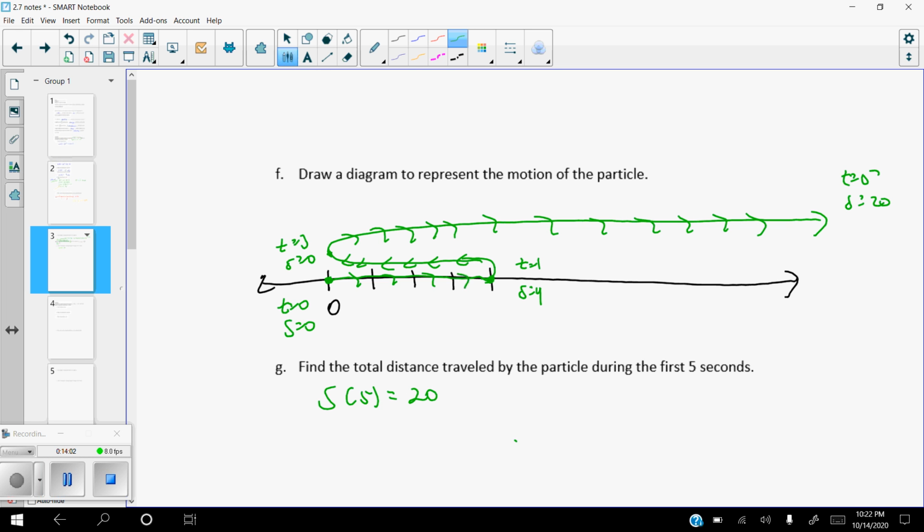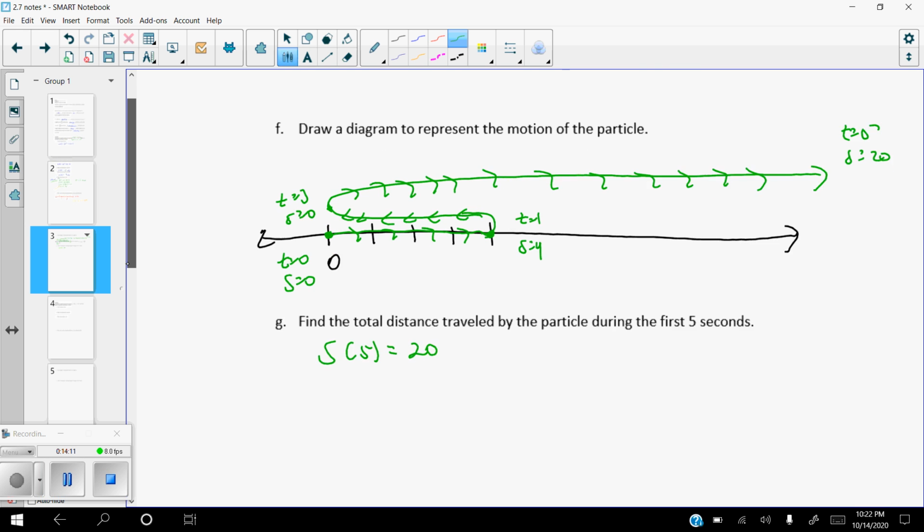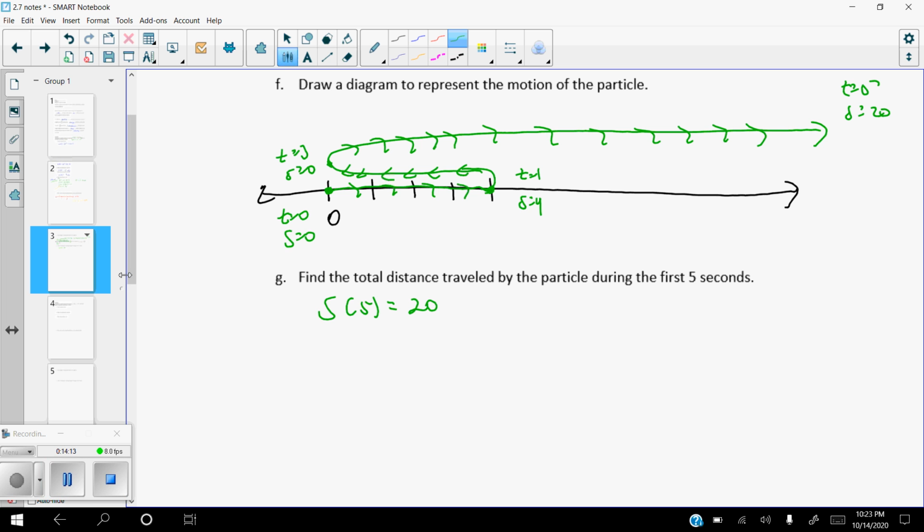is 20. Now that's not how far the particle has traveled, because we want to know the total distance this particle traveled in the first 5 seconds. Well, you can graphically look at this and say, it traveled 4 units to the right from 0, then it traveled 4 more units to the left, and then it's going to travel 20 units to the right. So it looks like it's actually traveled 28 total units. How do we actually represent that?